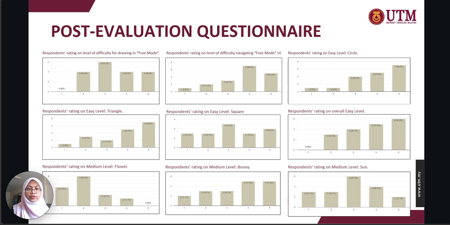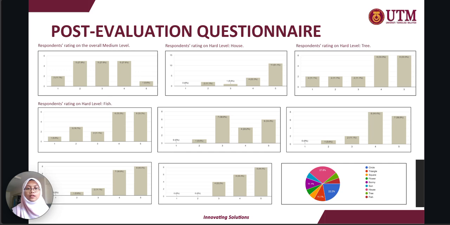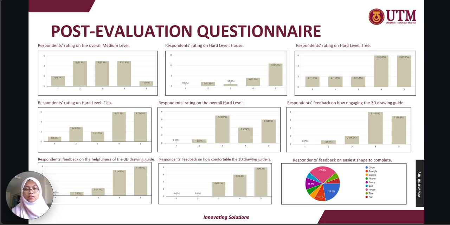And then these are the post-evaluation questionnaires. So I asked them to rate the difficulties on each level. As you can see, the easy level is showing positive feedback. Most of them find it quite easy, or maybe there's some struggle, but most agree that it's easy. Next, on the medium level, for the bunny and sun shapes, most of them agree it's quite okay. But for the flower, a lot of them had problems completing it.